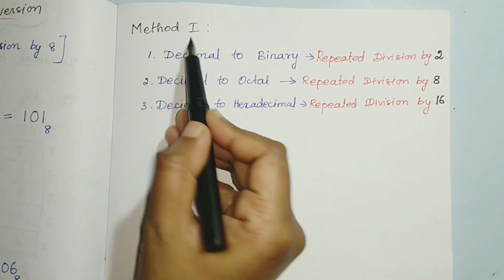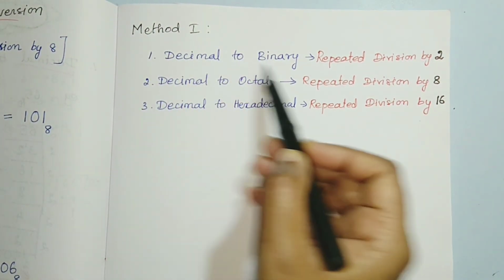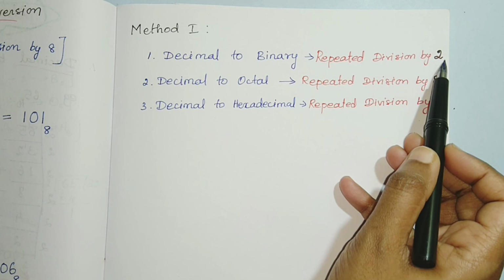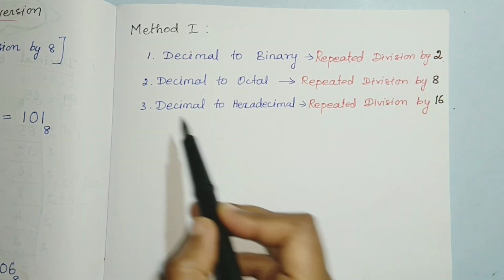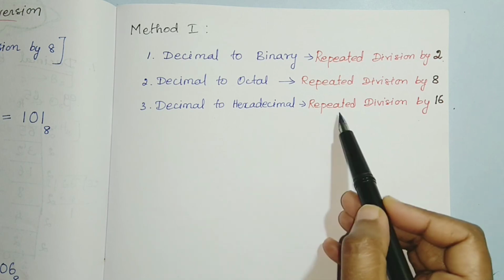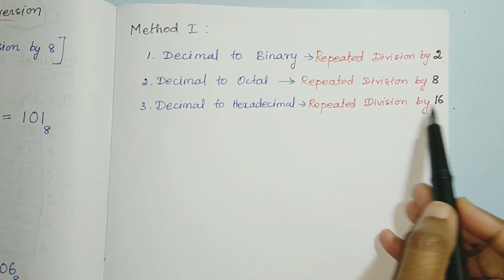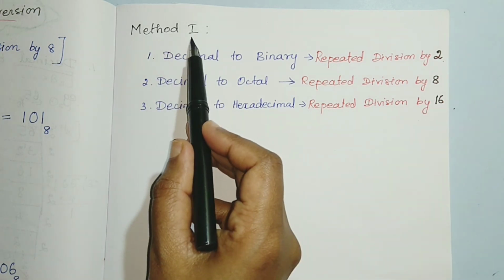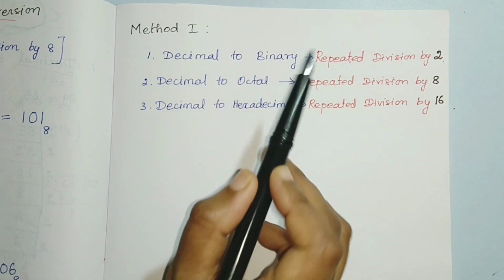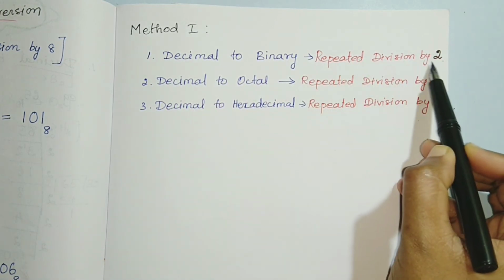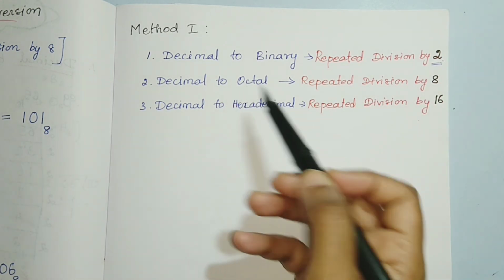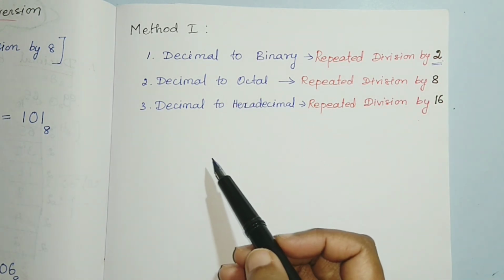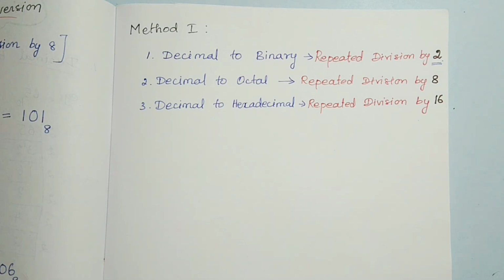So we have completed method 1, that is decimal to binary, repeated division by 2. Decimal to octal, repeated division by 8. Decimal to hexadecimal, it is repeated division by 16. We do have an alternate method. We will see it in the next class. Decimal to binary, we have another method, that is sum of powers of 2. And octal to hexadecimal also we do have another method. So we'll discuss the second method in the next class.